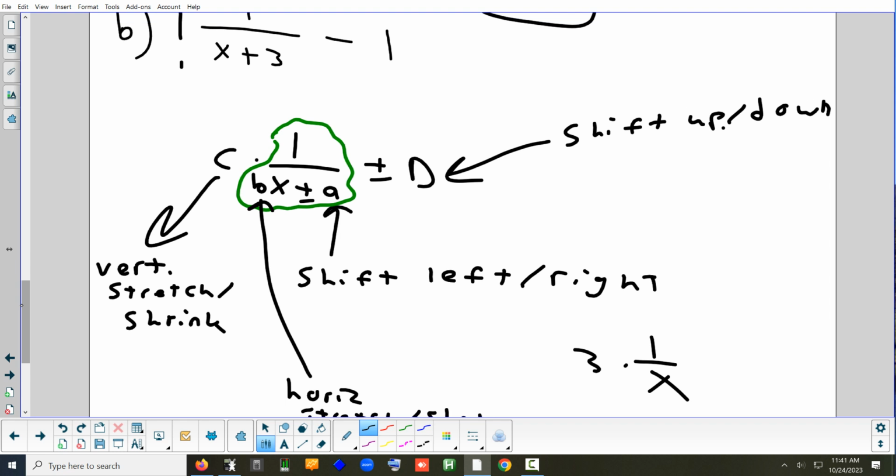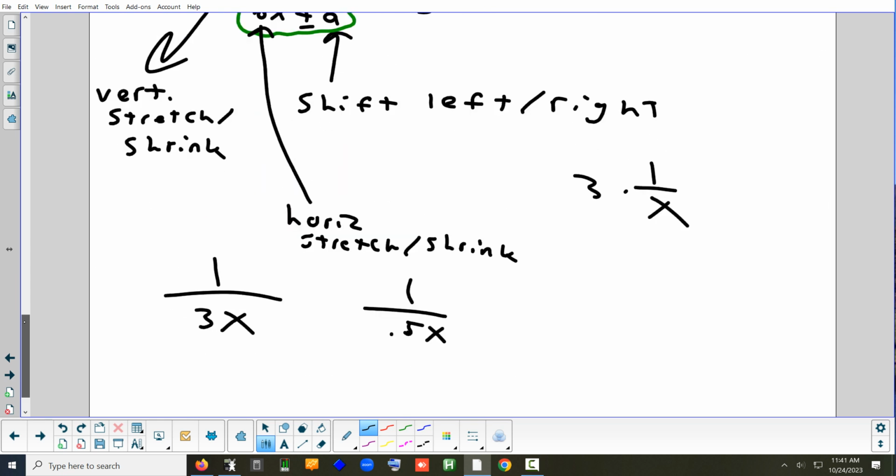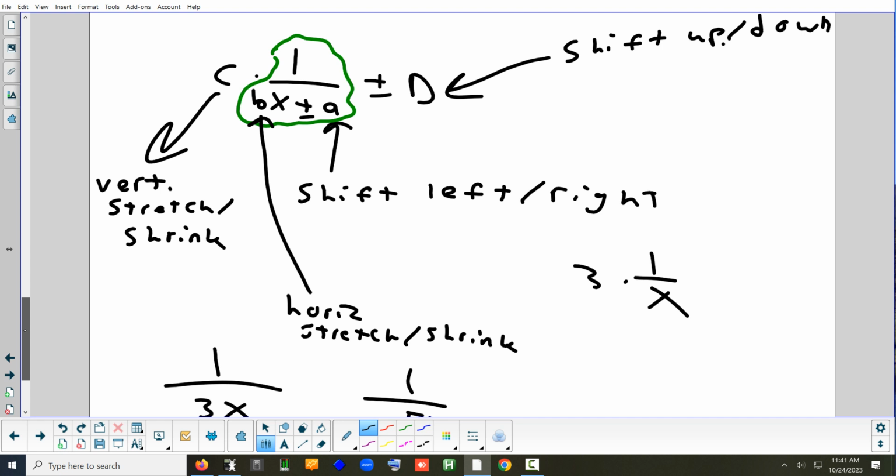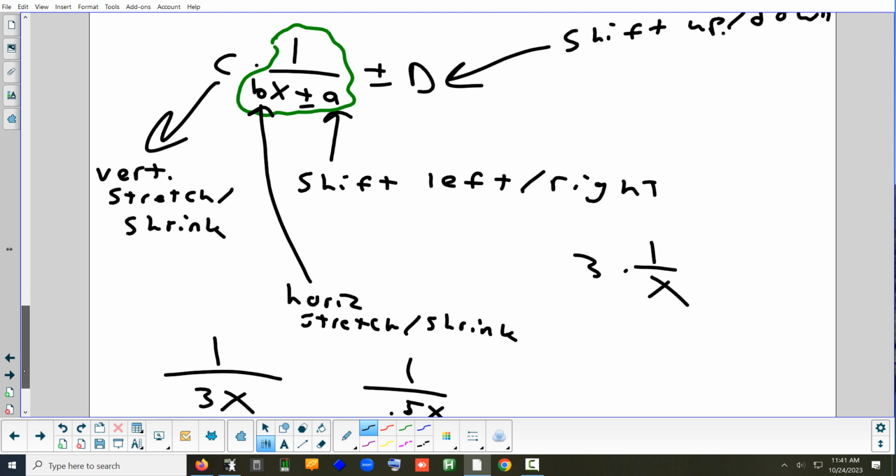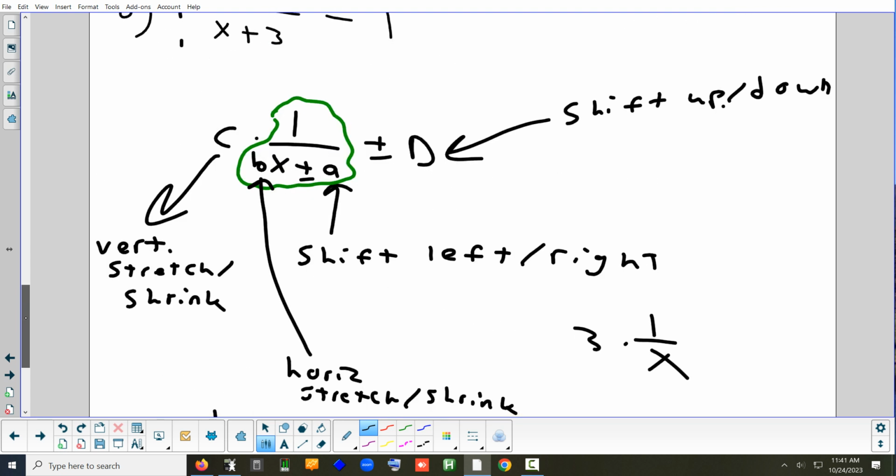Okay. Now, what about if C or B was a negative? What does the negative cause the graph to do? Yeah, reflect over an axis. If C is negative, it's a vertical reflection. If B is negative, it's a horizontal reflection. So the transformations are exactly the same as every function that we've studied up till now, but just a reminder of how they work.